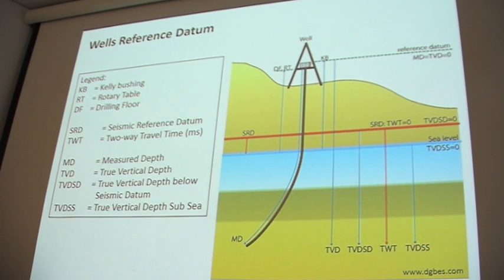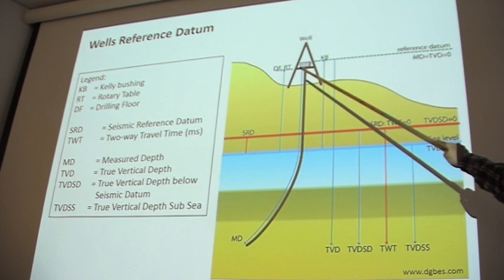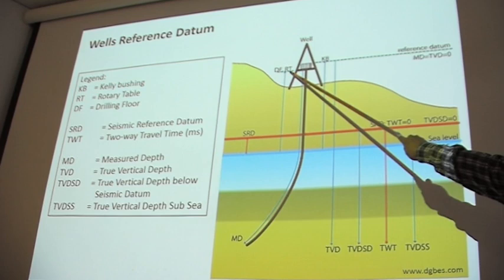This is a deviated well. In this case, this is onshore and this is the sea level. If we drill the well from here, we will have two references, either this KB or kelly bushing, or this RT or DF, rotary table or drill floor.